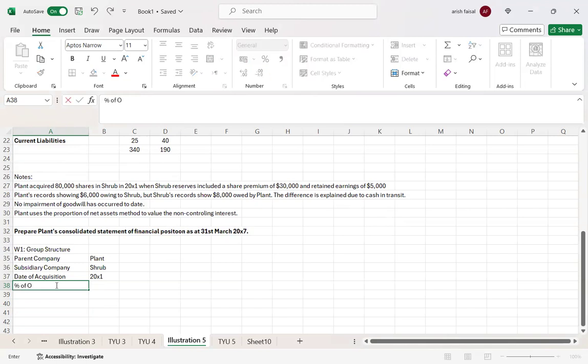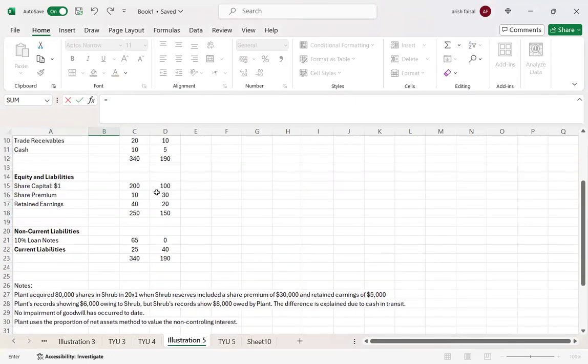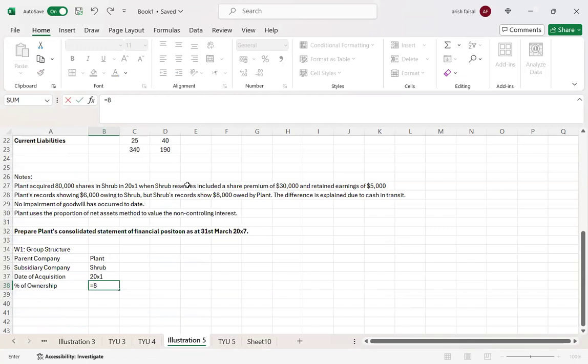What you have to do is find out the percentage of ownership over here. They don't tell you in terms of percentage, but they just told you the number of shares that you have acquired: 80,000 shares. The total share capital of the subsidiary is 100,000, and the nominal value is 1, so the total number of shares is also 100,000. So 80,000 divided by 100,000 gives me 80 percent. And the NCI, you can figure out, is going to be 20 percent then.